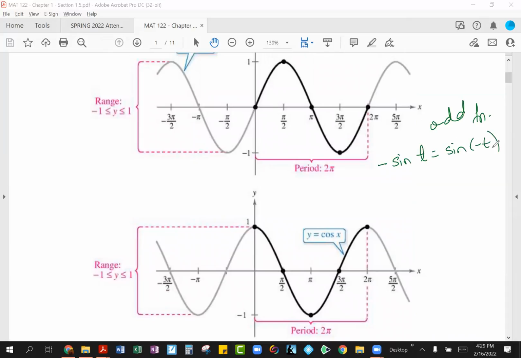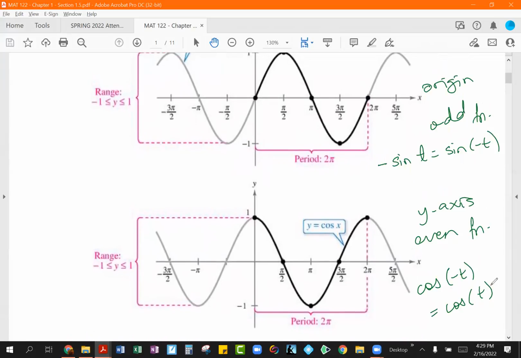That's because sine is an odd function, and odd functions have symmetry with respect to the origin. Cosine is an even function. So these have symmetry with respect to the y-axis. And in this case, you will remember that the rule was if you had cosine of negative t, it still comes out to be cosine of t. And this can be literally visible right over here.